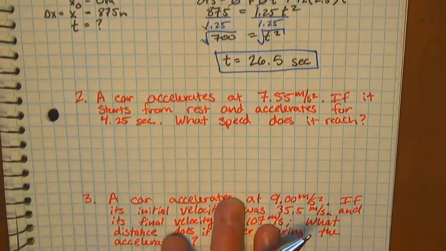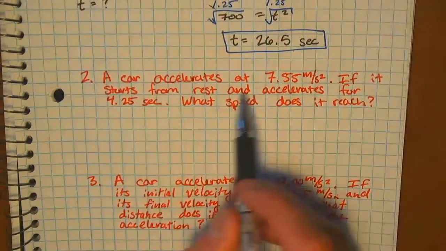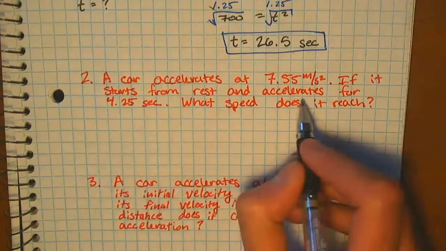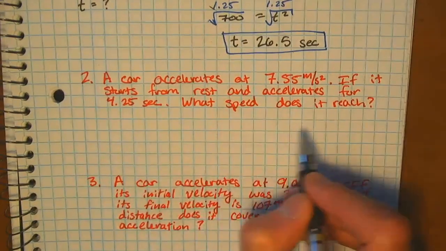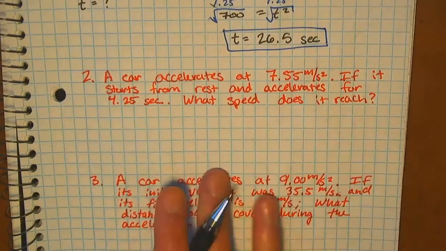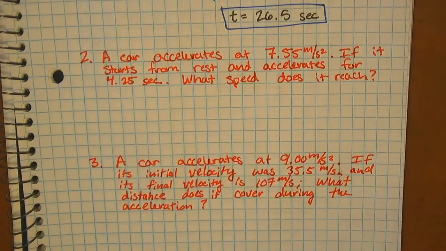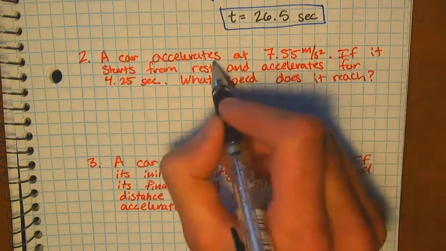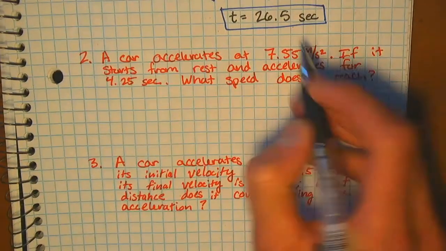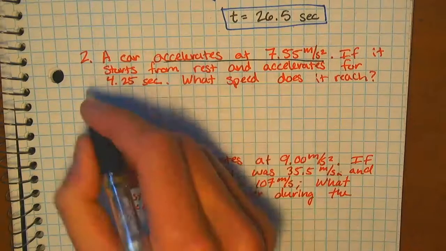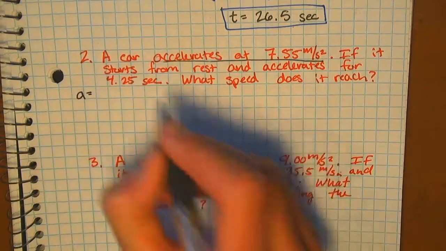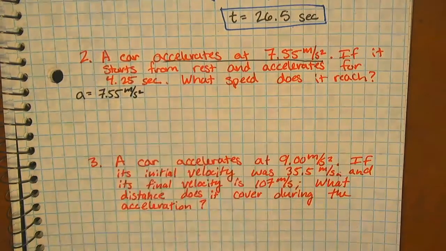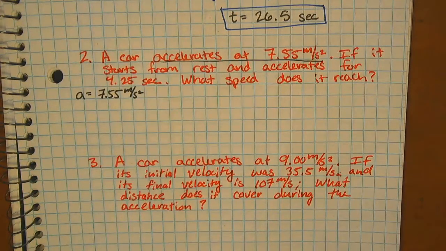Okay, the next one. A car accelerates at 7.55 meters per second squared. If it starts from rest and accelerates for 4.25 seconds, what speed does it reach? Following along with our steps, the first step is to make a list of all the variables. So it accelerates at, and here are my units again, meters per second squared. Those are the units of acceleration. So it says it accelerates at this rate, 7.55 meters per second squared. Use those units to help you figure out what information you're given.